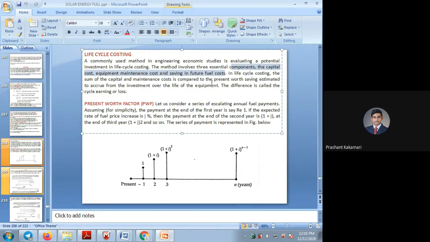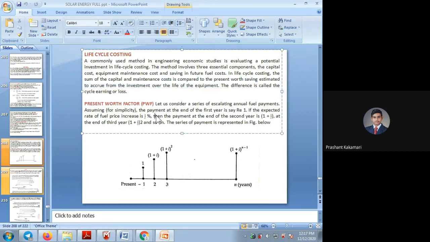That is, for the total life of the equipment, how much saving is possible as per the present value of money. If that is positive, then I can say the plant is viable. This difference is called life cycle earning or loss, also called life cycle savings, or life cycle cost.